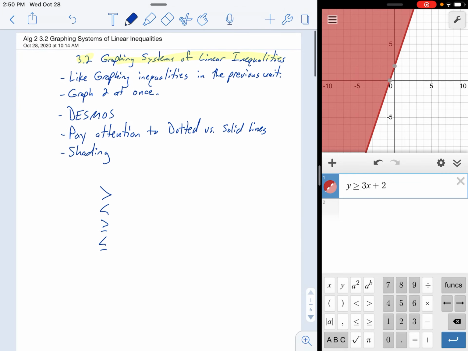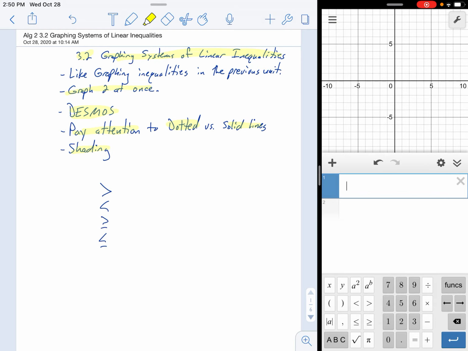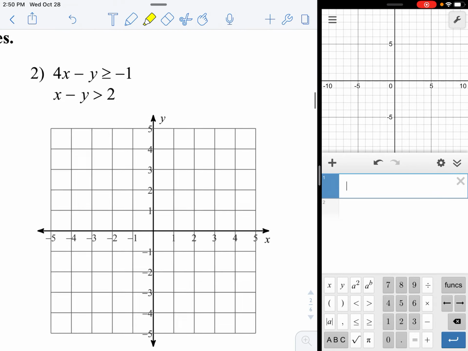So what we're going to have is 2 lines at the same time, but both of them shaded. So we're going to be graphing 2 at once. We are going to be using Desmos. I'm going to talk a little bit about how you would do it without Desmos. You need to pay attention to whether you're having dotted or solid lines, and you have to pay attention to the shading because it is going to get a little more complicated. All right, let's go straight to examples. Not a big lecture that I have to do.